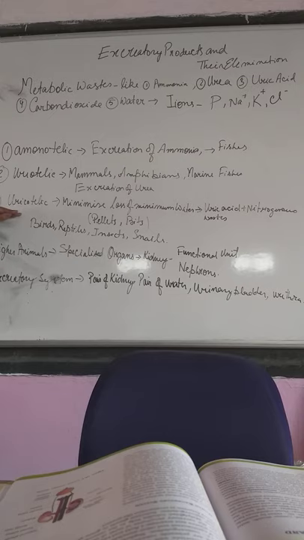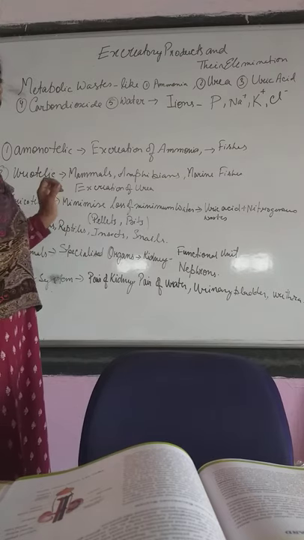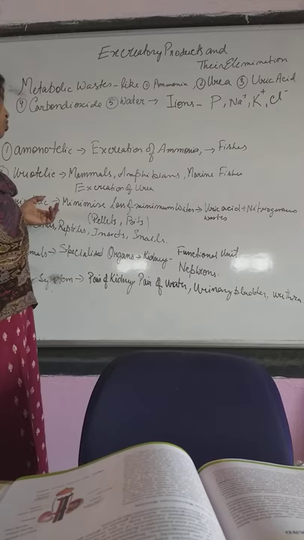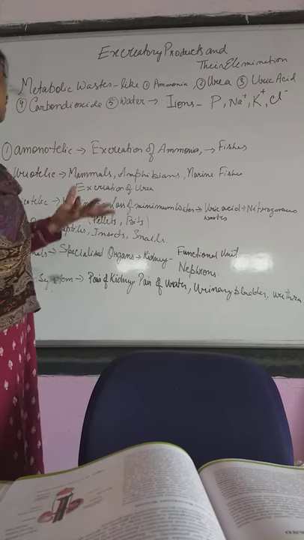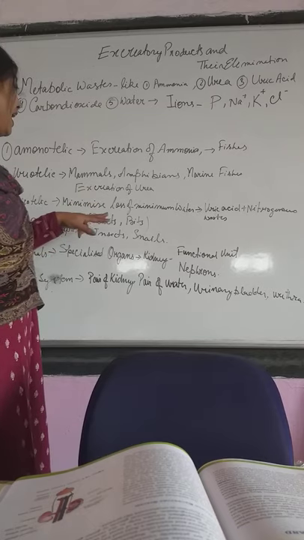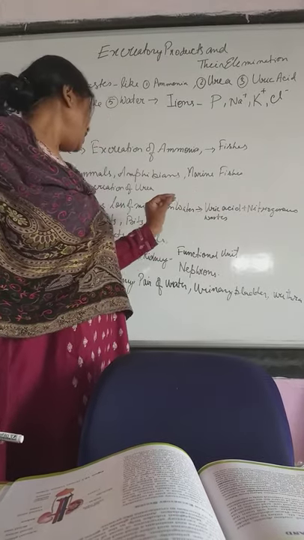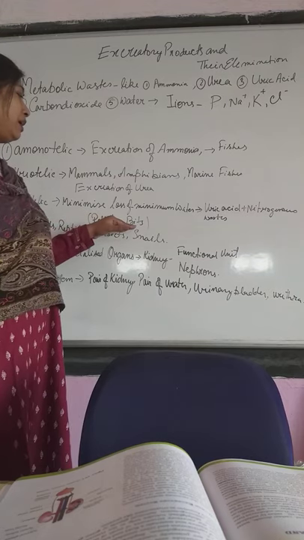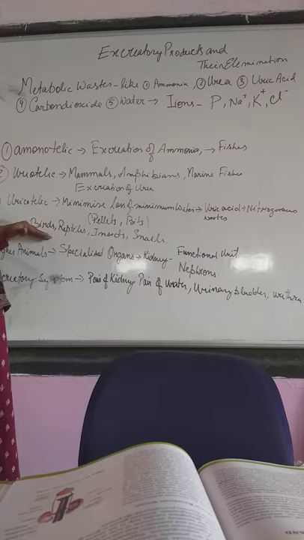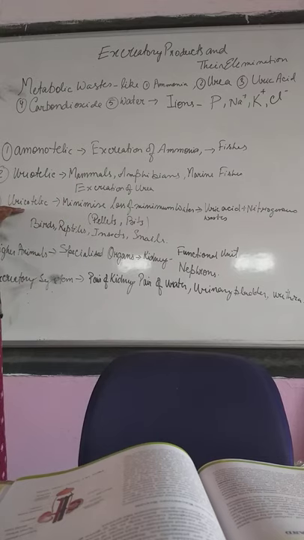Then the last one is uricotelic. This is especially in animals where water loss has to be minimized. Especially in birds, they do not have a urinary bladder because the body would become heavy. Since they are adapted for life in the air, the body has to be light. That is the reason the adaptive modification is that the urinary bladder is completely absent in birds. So they excrete uric acid and nitrogenous waste in the form of paste, semi-solid, or in the form of pellets and bits. For example, birds, reptiles, insects, and snails come under uricotelic organisms.